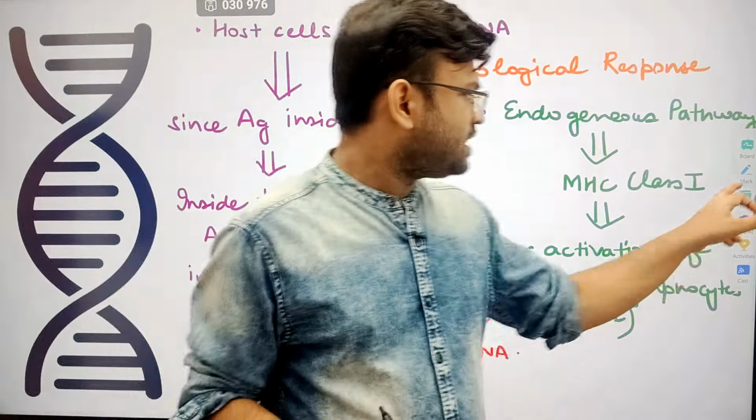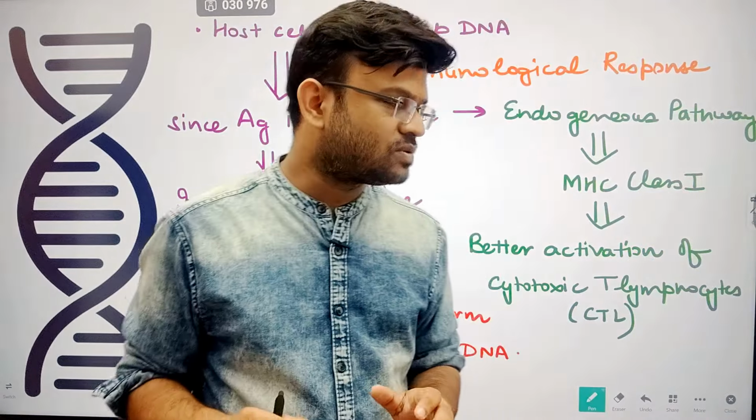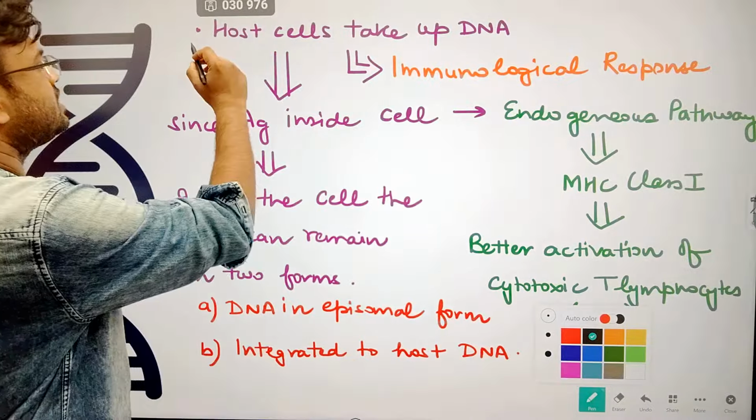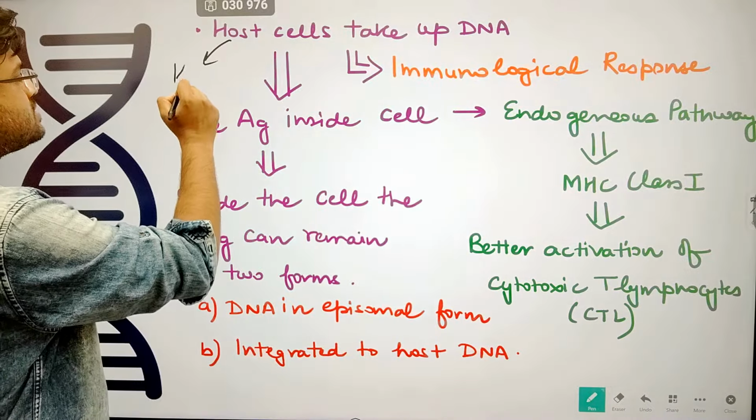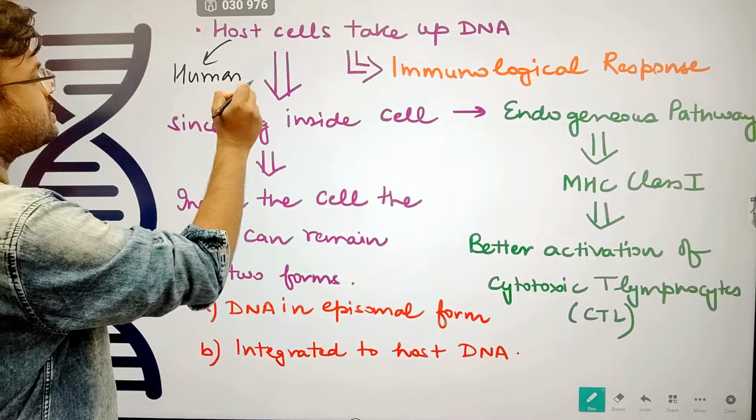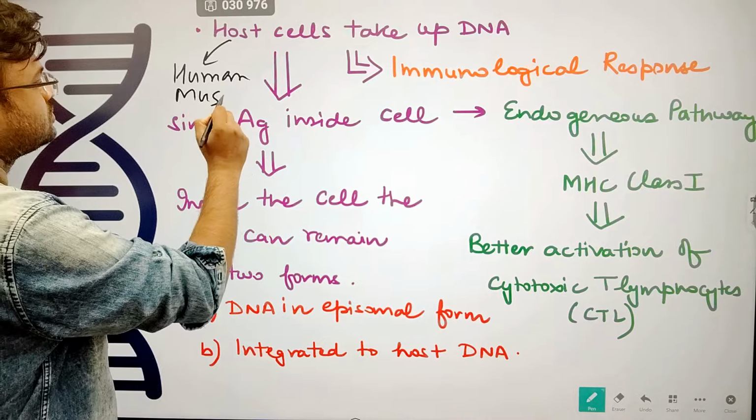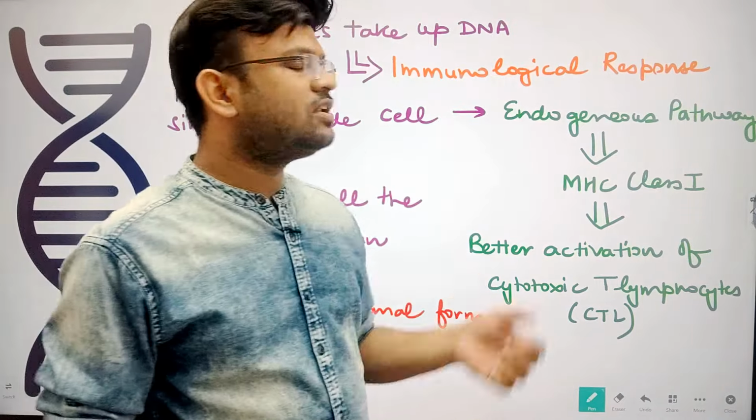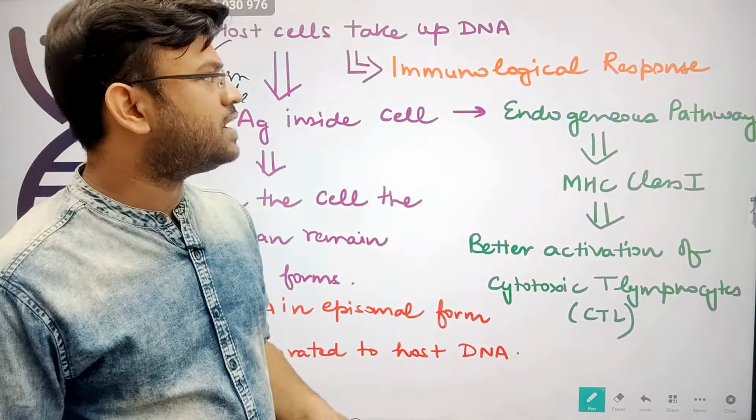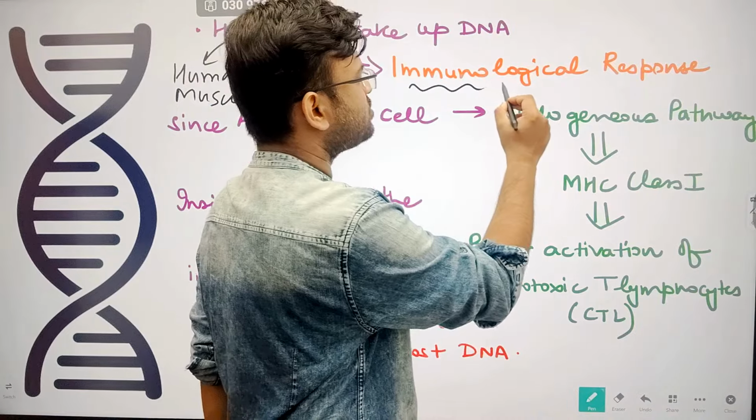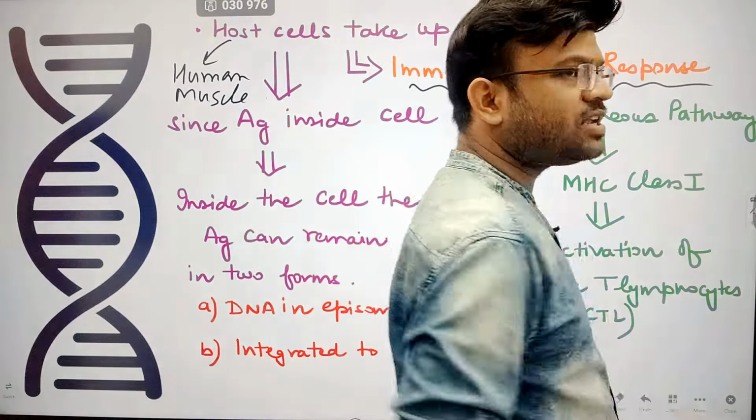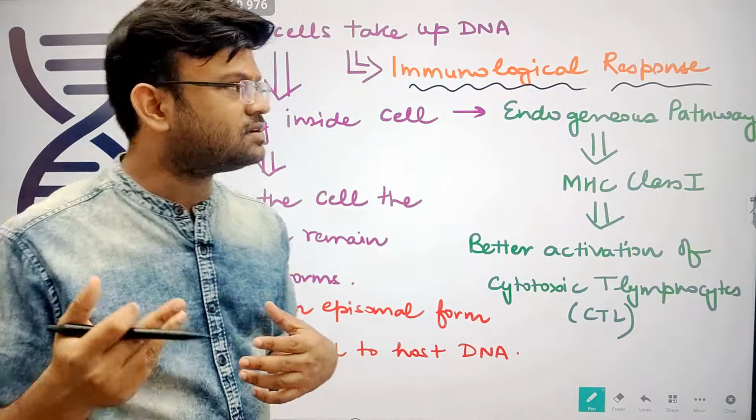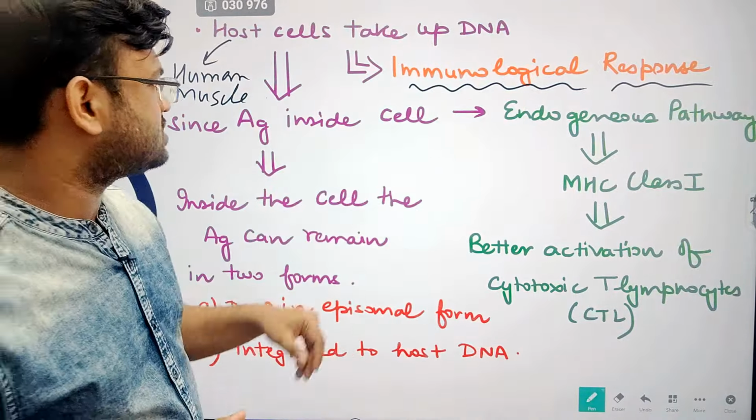Host cell takes up DNA. So I am talking about the stages that we will be seeing. The first stage is what will happen. The host cell, in this case the human muscle cell, is the host cell. It will take up the DNA, and then obviously an immunological response will be created. What is the immunological response? It can be any response against that particular protein that the plasmid DNA will be synthesizing, right? I will be talking more about this in just a moment.